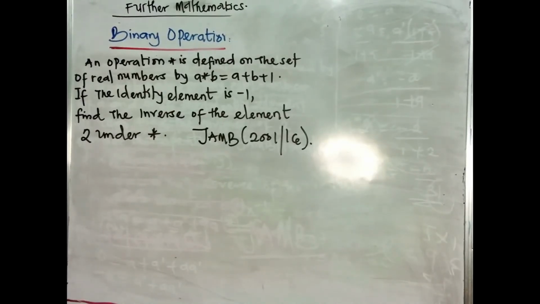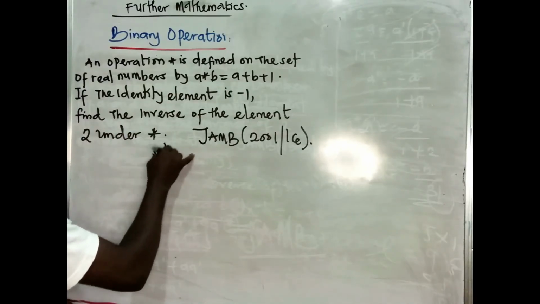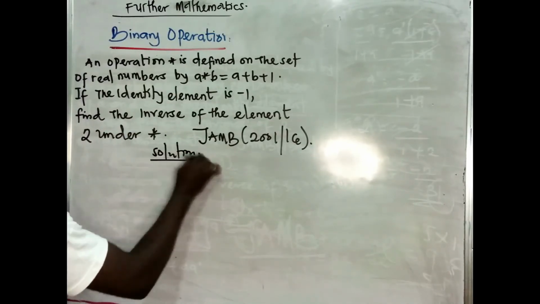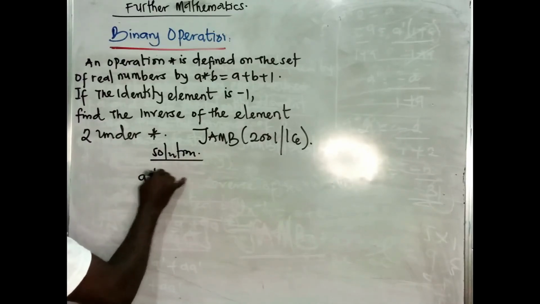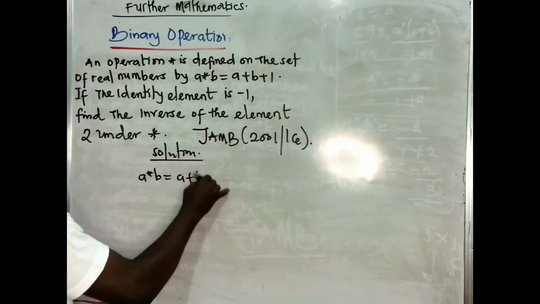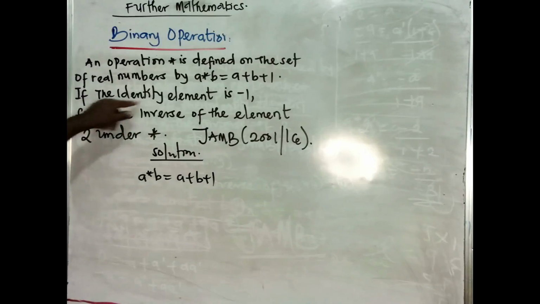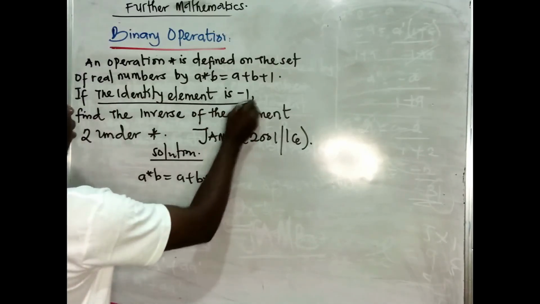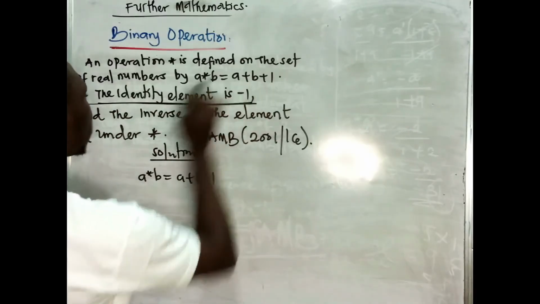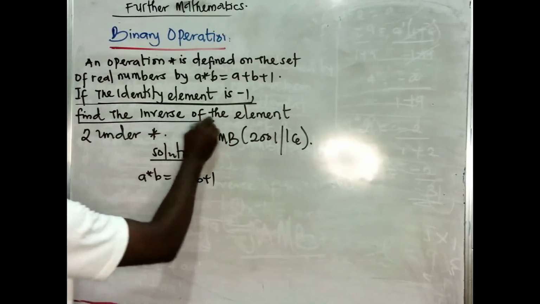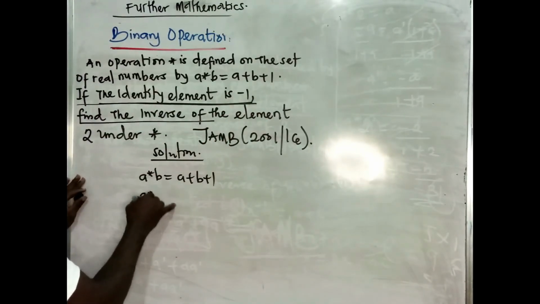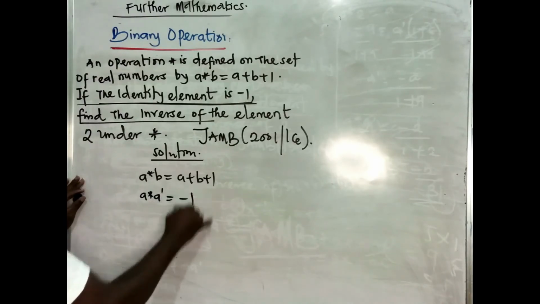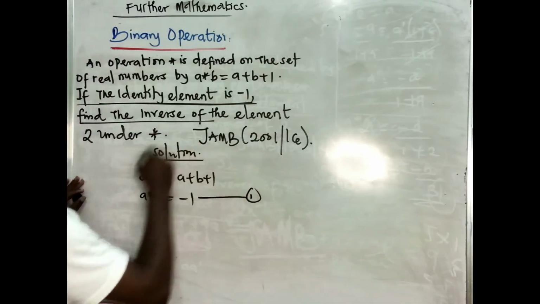Now, an operation asterisk is defined on the set of real numbers by a operation b equals a plus b plus 1. If the identity element is minus 1, note that this is very necessary, find the inverse. Now, a operation a inverse is equal to minus 1, which is your identity element. You call this equation 1.